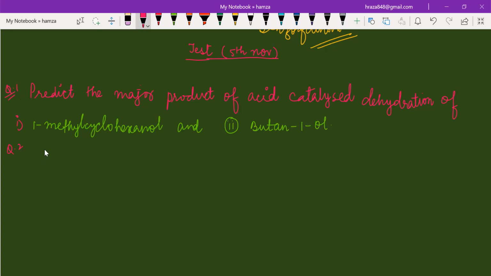Question the second. Write the IUPAC name of the following.